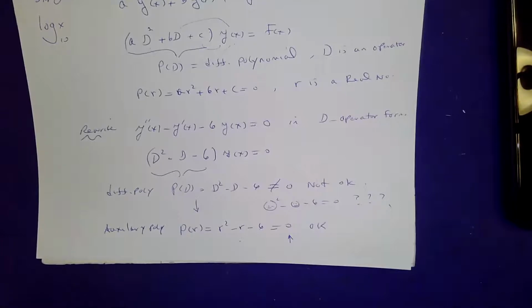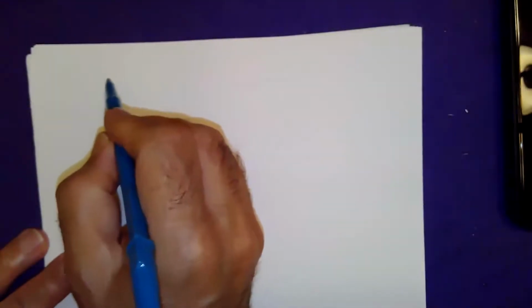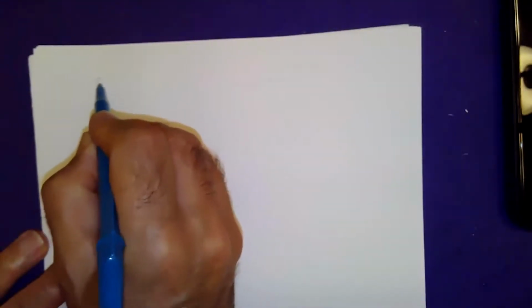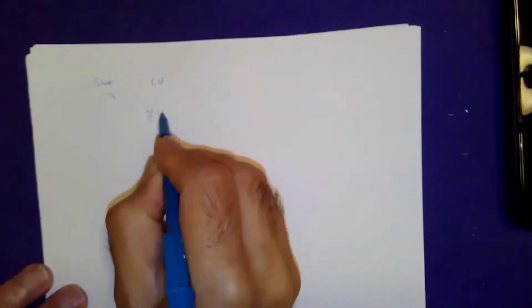Okay, so we could do this kind of equations now. So now I can give you equations in D operator form. Let's say you got y double prime minus, sorry guys, let me find the problem here. Just one sec, I'm trying to find the problem.